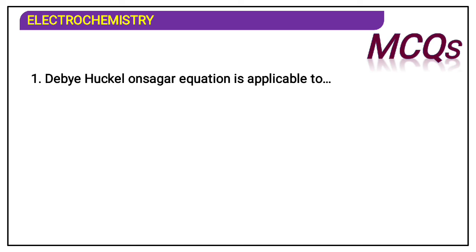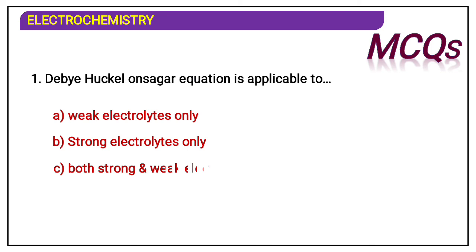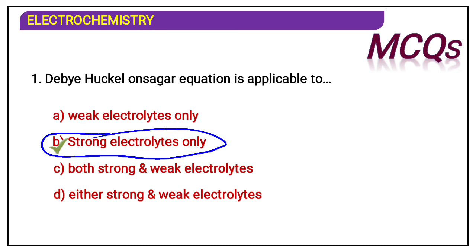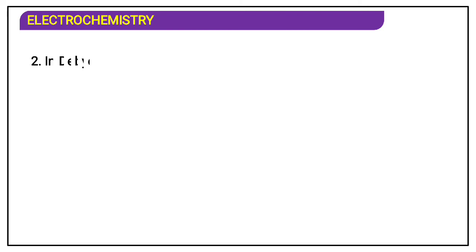So these are some concepts on limiting molar conductivity. Let us go to some problem solving. Is the Debye-Huckel-Onsager equation applicable for only weak electrolytes, strong electrolytes, or both? Keep in mind, the Debye-Huckel-Onsager equation is only applicable for strong electrolytes. For weak electrolytes, it is not applicable.